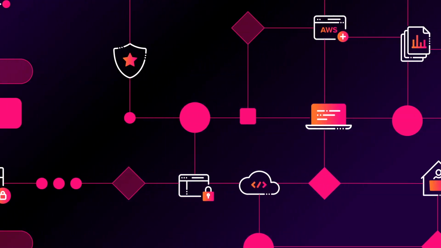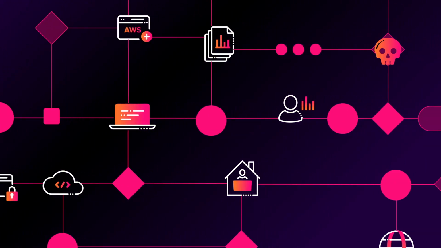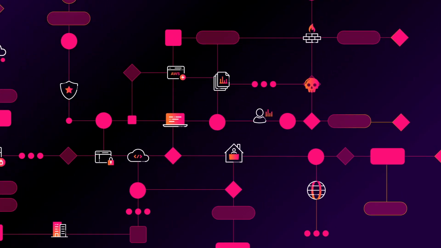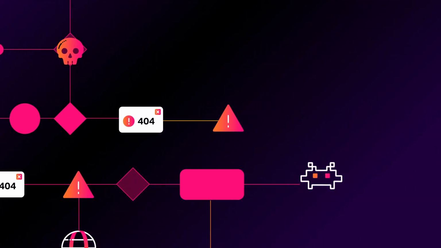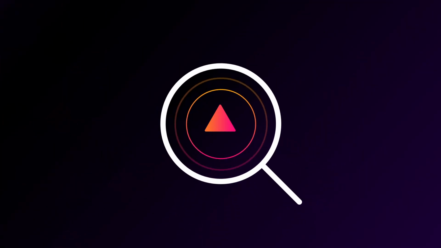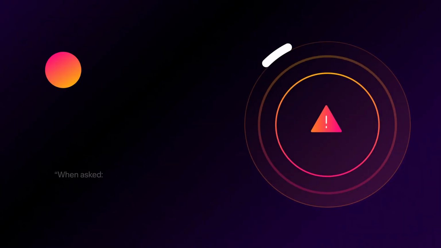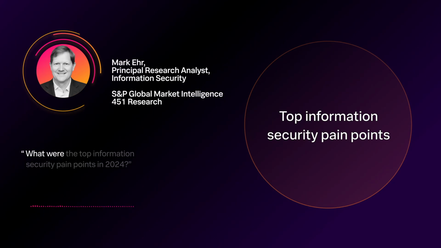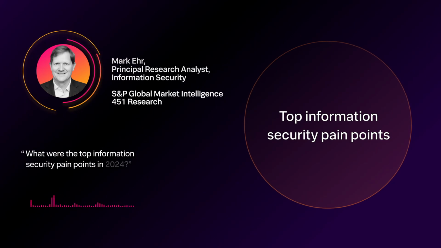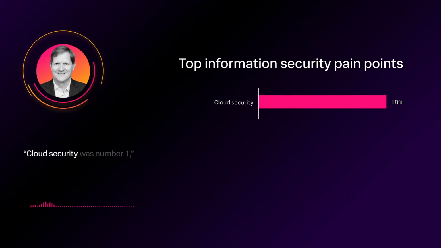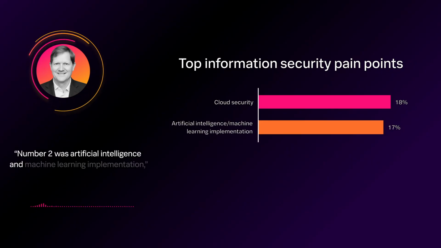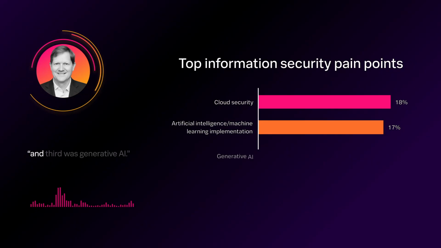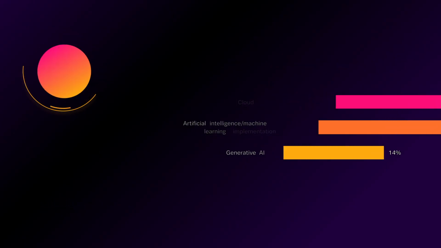Keeping your business's hybrid IT environment running smoothly is more complex than ever. With more alerts and more attack surfaces to manage every day, it's no wonder IT professionals are focused on the same thing. When asked, what were the top information security pain points in 2024? Cloud security was number one. Number two was artificial intelligence and machine learning implementation. And third was generative AI.